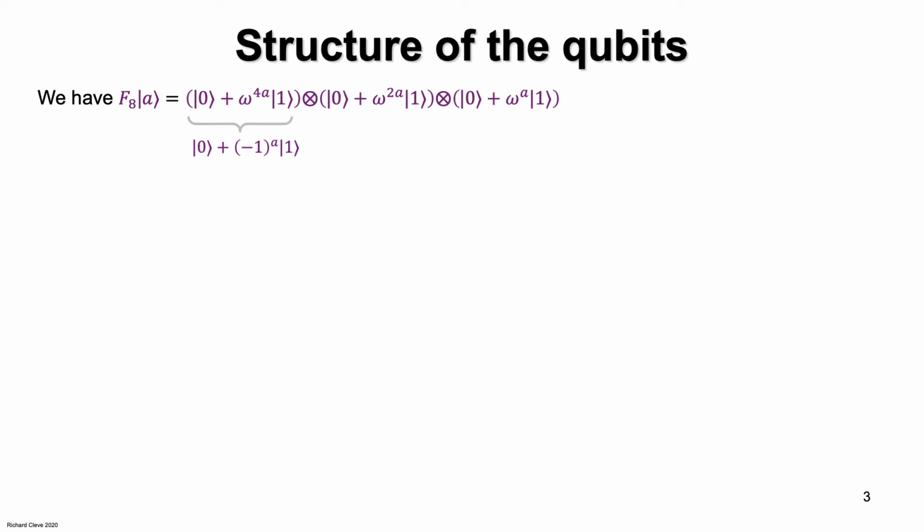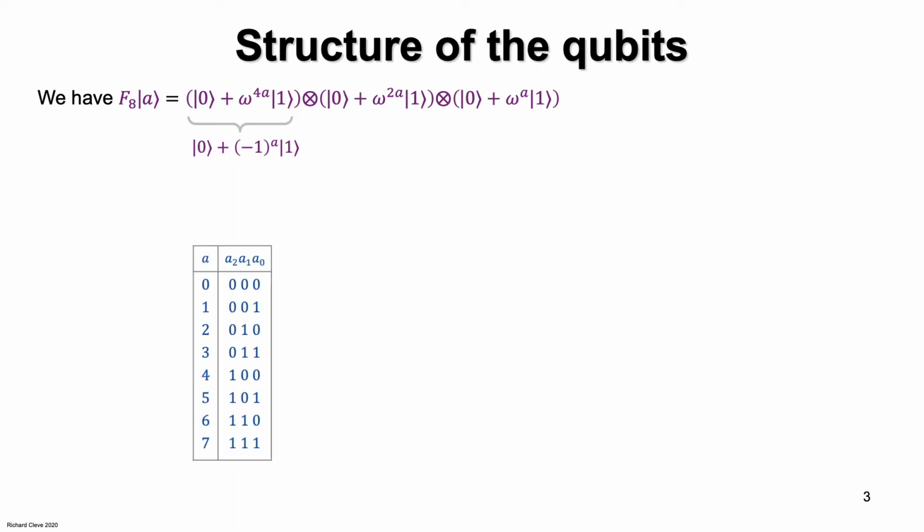Note that this is the ket plus state when a is an even number and the ket minus state when a is an odd number. Let's look at the binary digits of a. Here's a table showing the correspondence between the numbers 0 to 7 and their 3-bit binary representations. I'm referring to the low-order bit as A0. A number is even if A0 is 0 and odd if A0 is 1. So we can write our leftmost qubit like so, just in terms of the low-order bit. And notice that this is the Hadamard of ket A0. So that's a pretty simple expression for the leftmost qubit. Just apply a Hadamard gate to one of the input qubits.